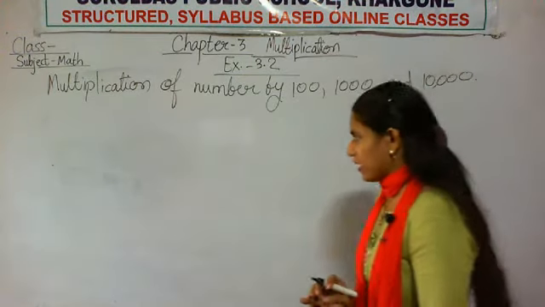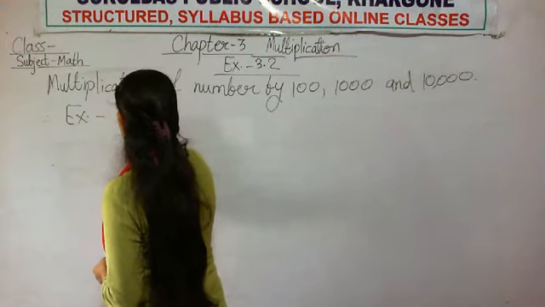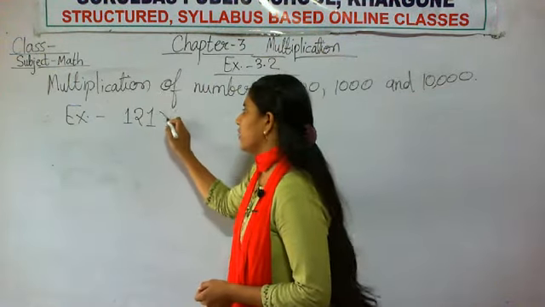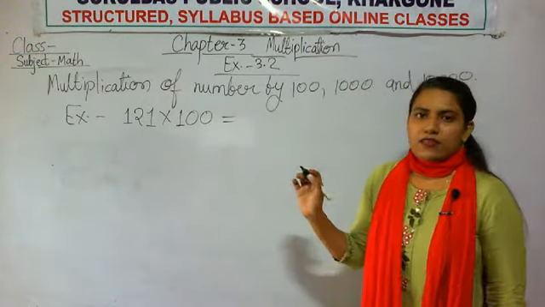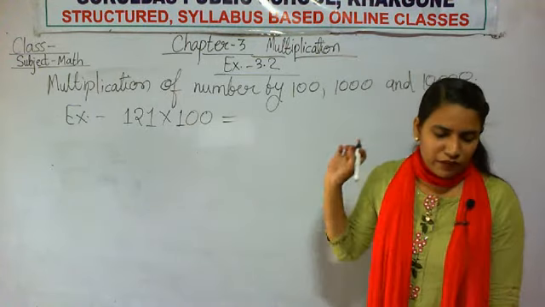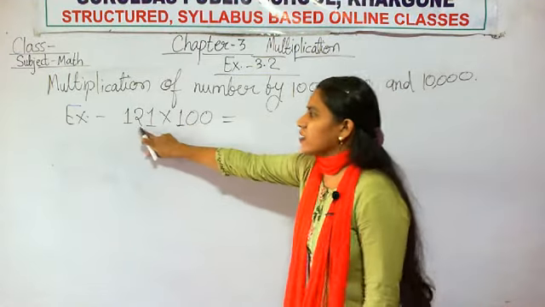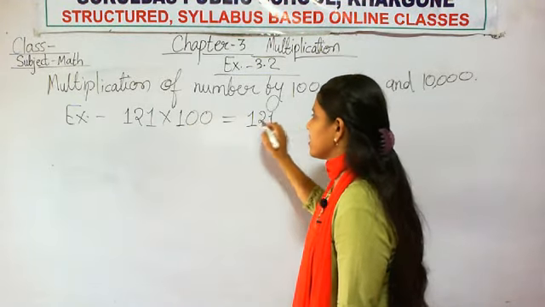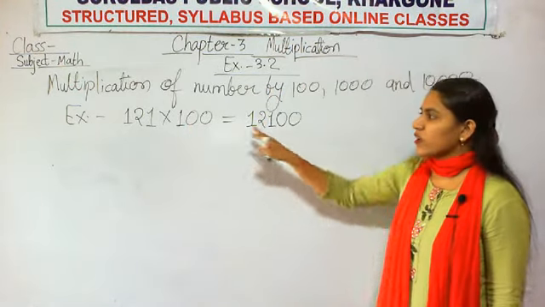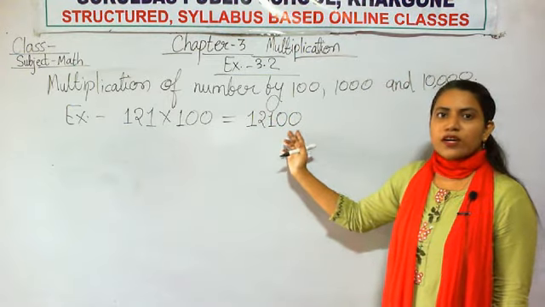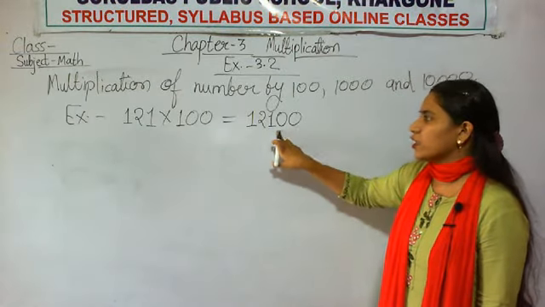Okay, suppose I am taking an example. Let's take a number 221 multiplied by 100. So if you want to get the answer, what is the rule for it? When we multiply any number by 100, what do we do? We write the number and insert two zeros right to the number. As in 100 two zeros are there, that is why I inserted two zeros.